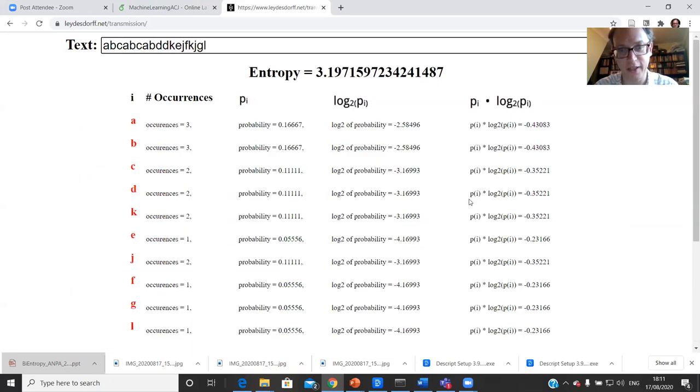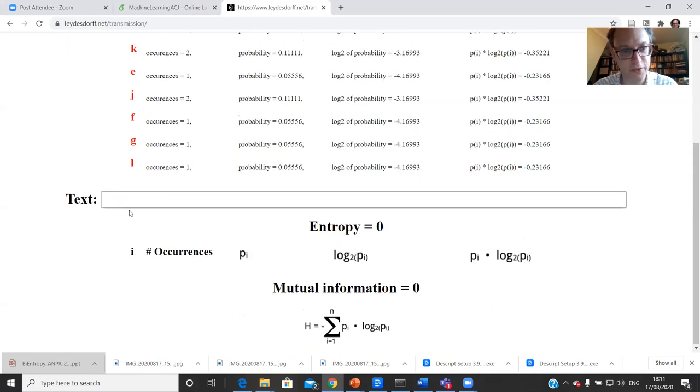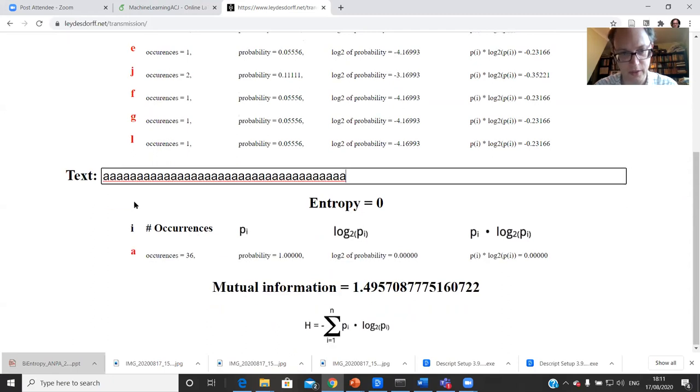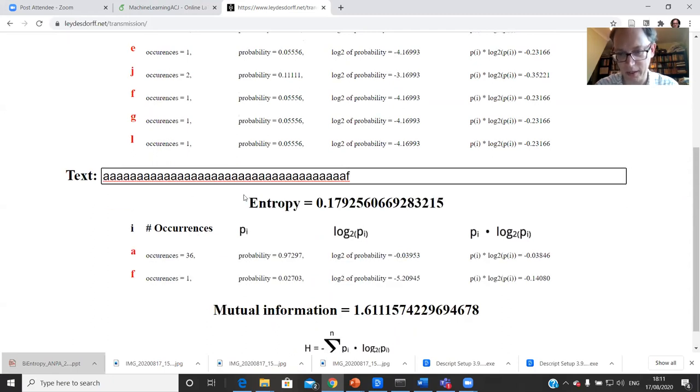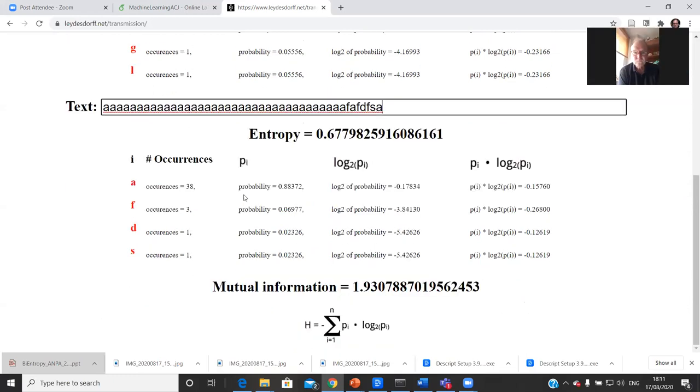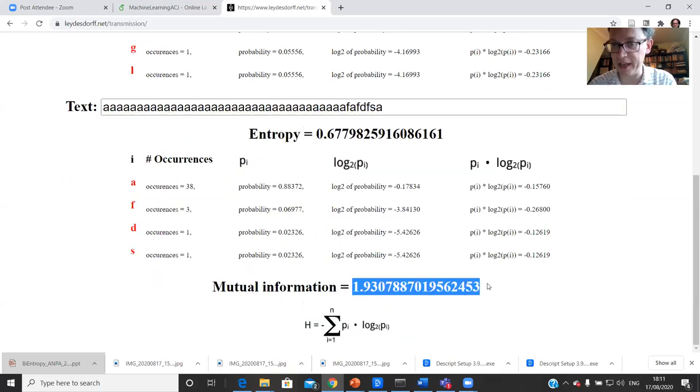So if I have a string with just some stuff in there, and I have another string with just lots of, I can't actually remember what we did. I'll write to you about this. Basically, this mutual information value should be positive, and every now and then it goes negative.